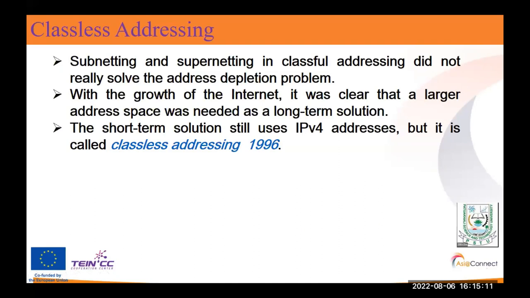Subnetting and supernetting in classful addressing basically did not really solve the address depletion problem. There are some combined issues, some address wastage, or need for more addresses. These types of issues are faced in classful addressing. That's why, with the growth of the internet, it was clear that a larger address space was needed as a long-term solution, that is IPv6. But for a short-term solution, researchers used another type of IPv4 structure, called classless addressing, which started in 1996, to address the subnetting and supernetting problems and the increasing network and networking devices.